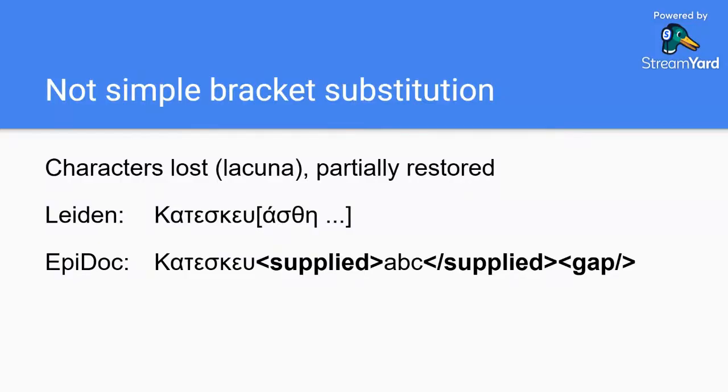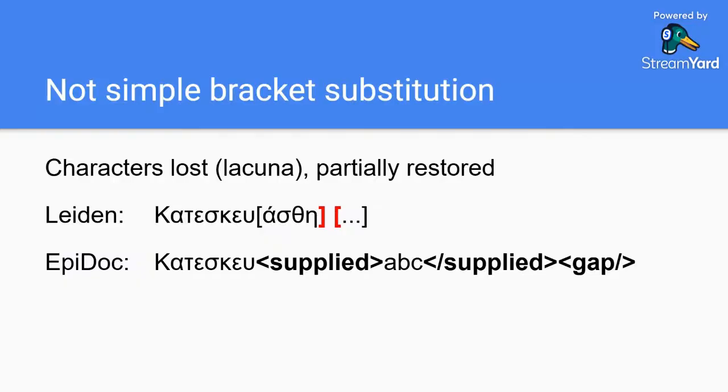In TEI, that's two different things. One is supplement, and the other is observation of a lacuna, of a gap. And so those are two separate tags in TEI, and therefore in EpiDoc, where there's only one set of brackets in the Leiden convention. So that's a case where things have to be split into two. They're not a simple one-to-one replacement of bracket to XML element.